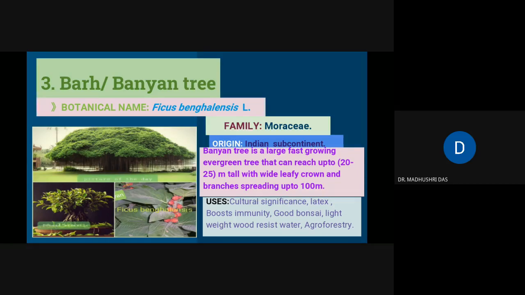It has a cultural significance. This tree is said to have been used as the tree for achievement of enlightenment by the 24th Buddha, which helped him to give knowledge. For that, this tree is also known as Bodhi tree. Besides this, this tree provides latex. It also boosts immunity. It can be formed as a good bonsai. This lightweight wood resists water. It is also widely cultivated as agroforestry.